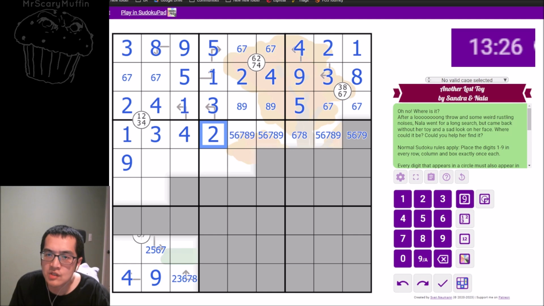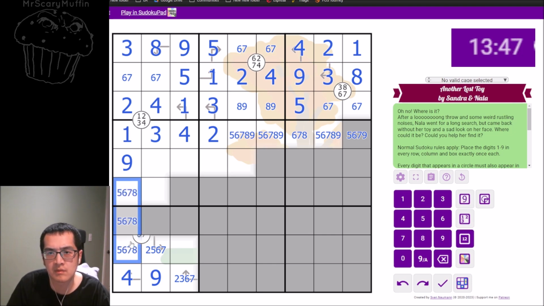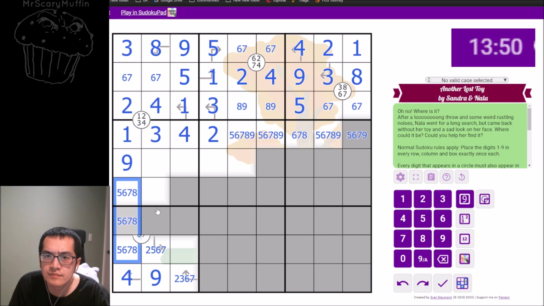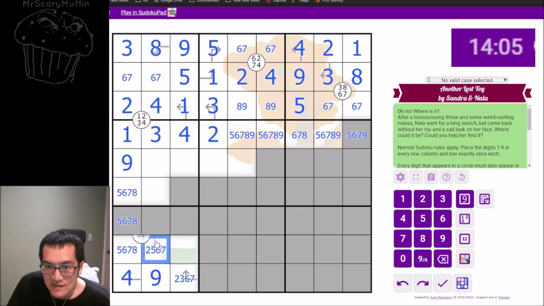Could be a 1. Actually, it can't be an 8 because that would make it a 9. It could be a 1 or 5 if it's a 6 or a 7. Okay. Anything else we can do? 6, 7, 8, 5. Just looking through my clues here. So I think this is a 7, but it could also maybe be a 9. No, it can't be a 9. 9's here.